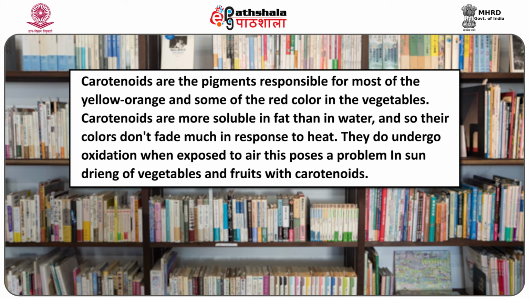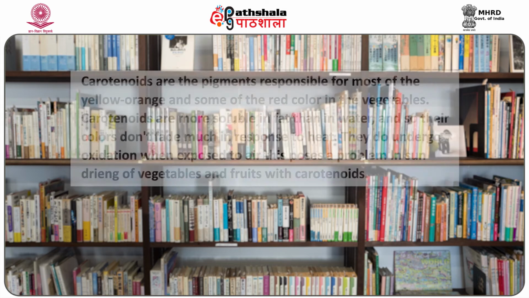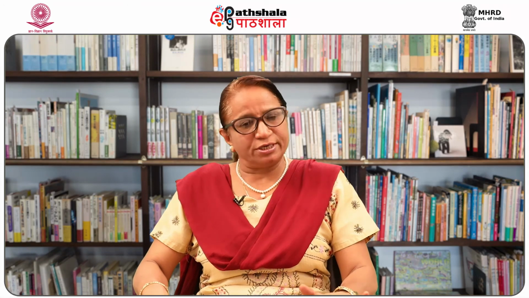Carotenoids are the pigments responsible for most of the yellow, orange and some of the red color in vegetables. Carotenoids are more soluble in fat than in water, and so their colors don't fade much in response to heat. They do undergo oxidation when exposed to air. This poses a problem in sun drying of vegetables and fruits with carotenoids. To maintain their brightness, they are treated with antioxidants.